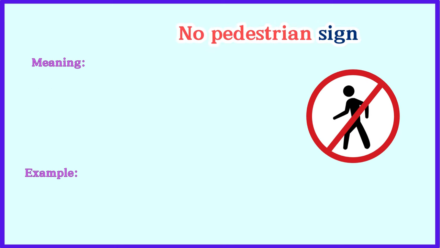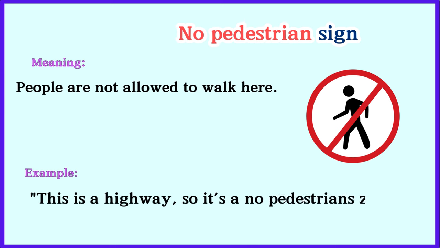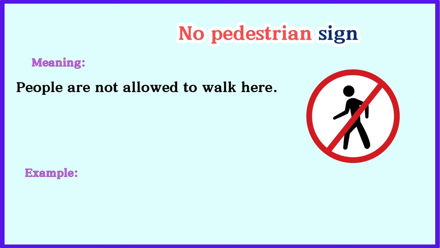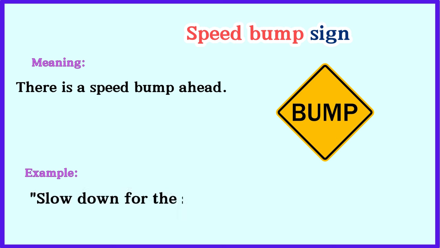No pedestrian sign. Meaning, people are not allowed to walk here. Example, this is a highway, so it's a no pedestrian zone. Speed bump sign. Meaning, there is a speed bump ahead. Example, slow down for the speed bump ahead.